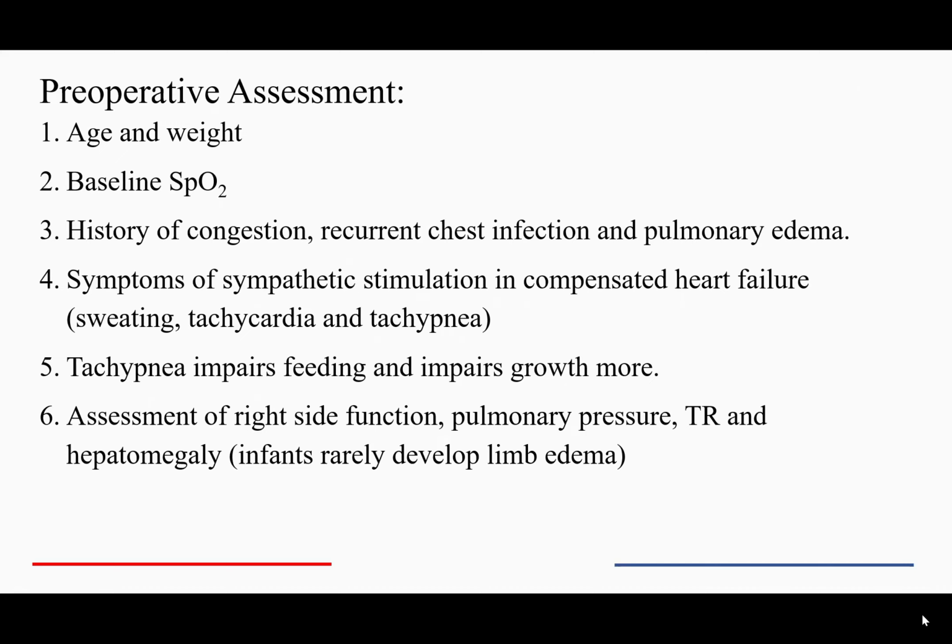And assessment of the right side function, pulmonary pressures, tricuspid regurg, hepatomegaly. In these patients, systemic congestion presents as hepatomegaly, not lower limb edema, unless the child is old and is walking. But infants who are not walking may not present with lower limb edema.